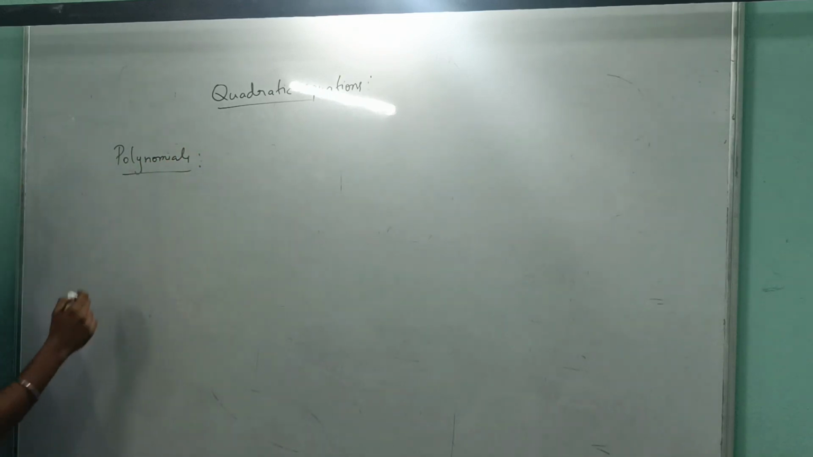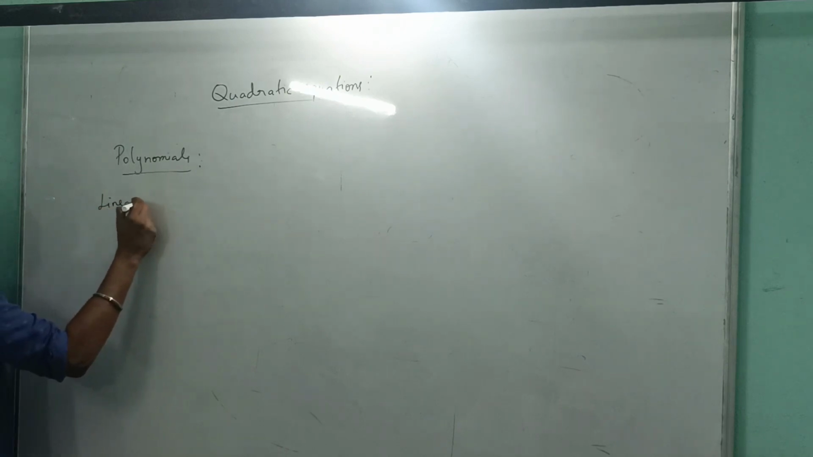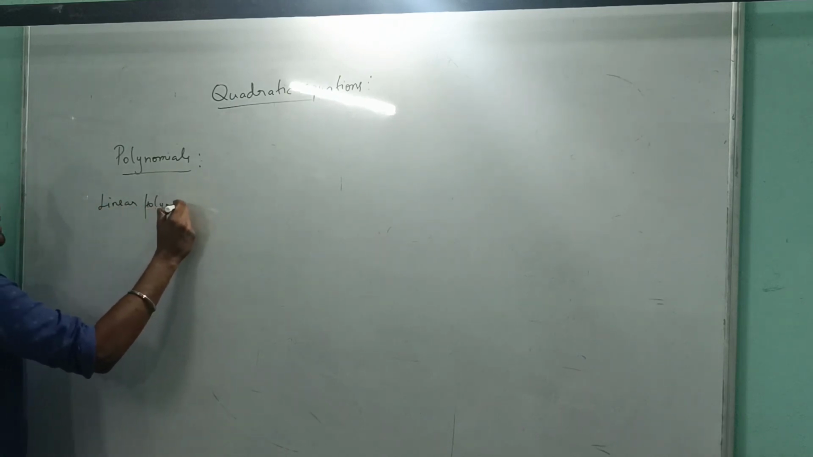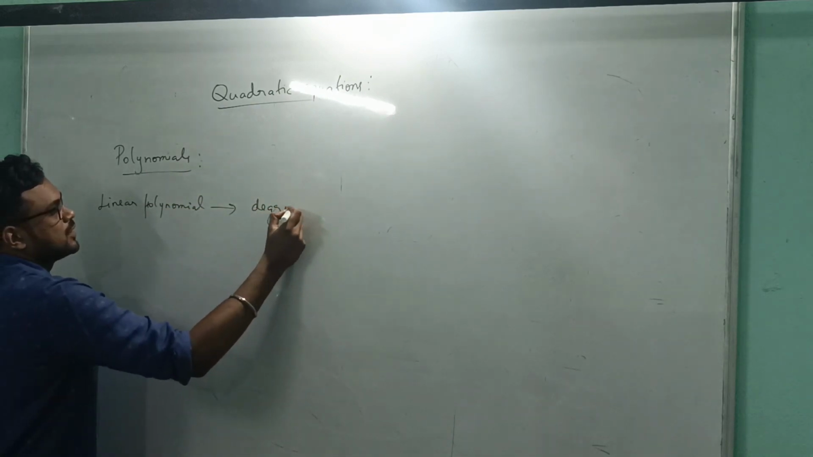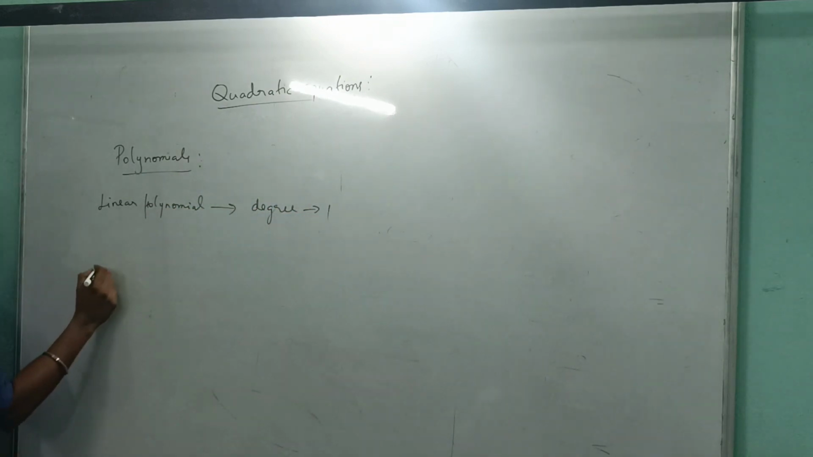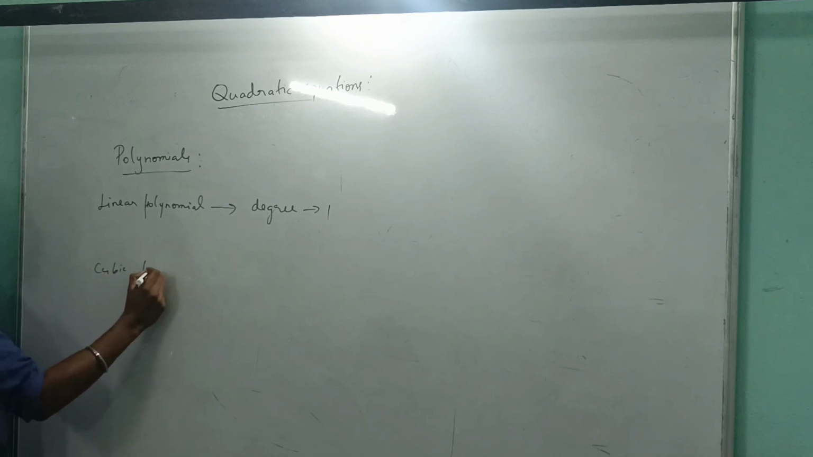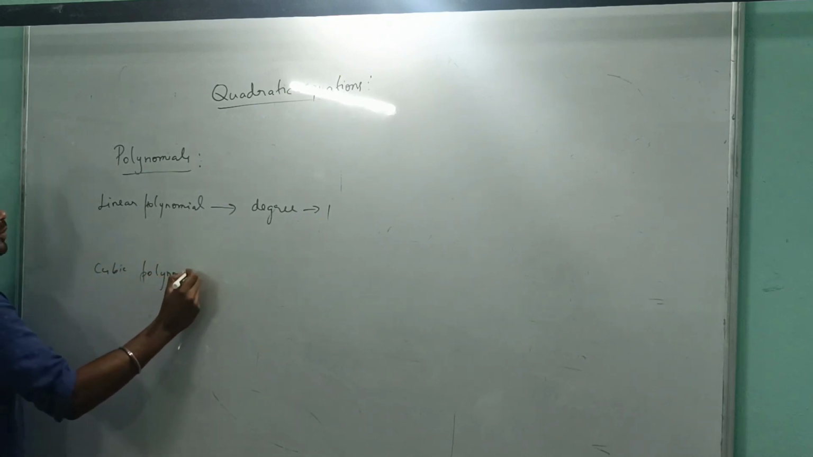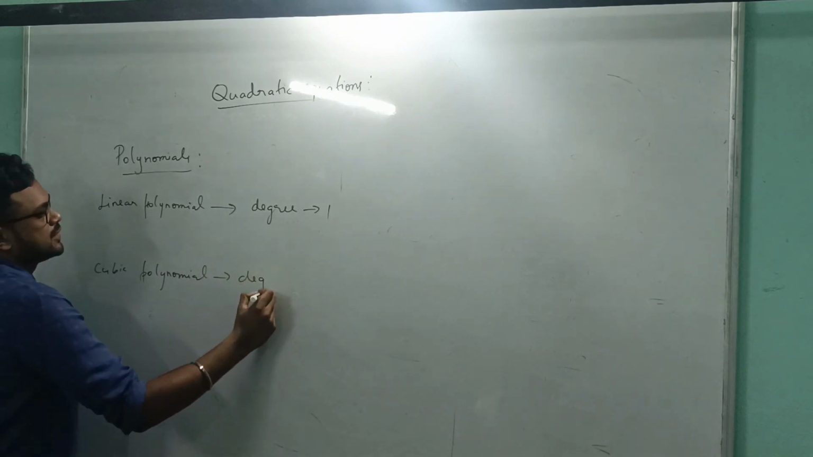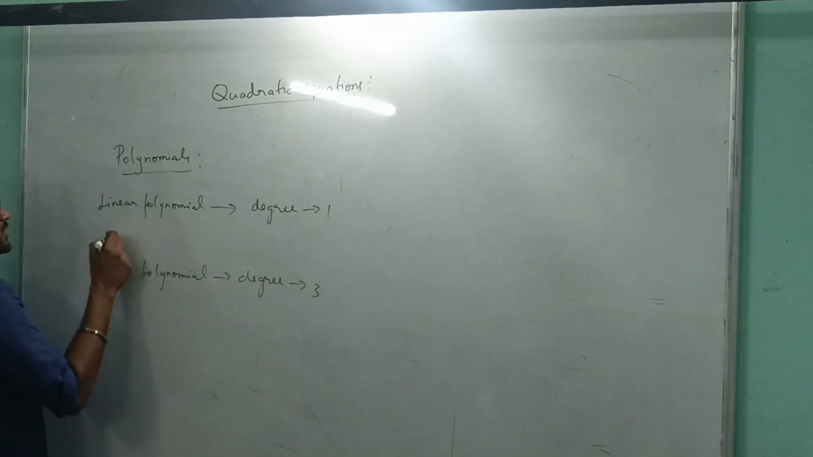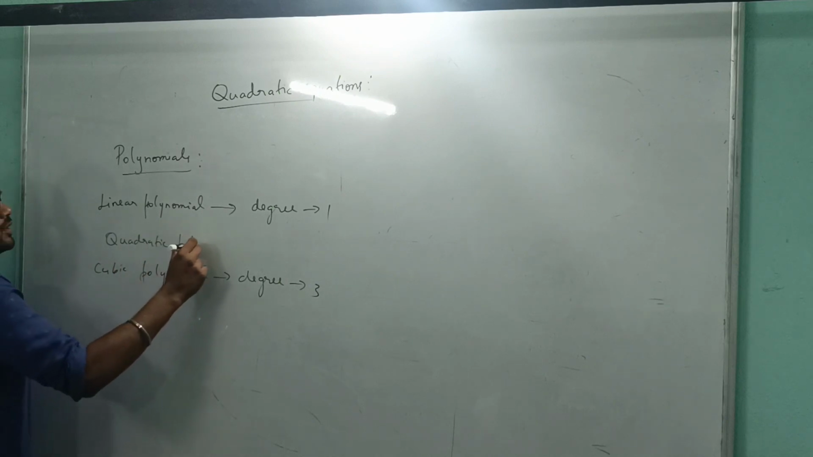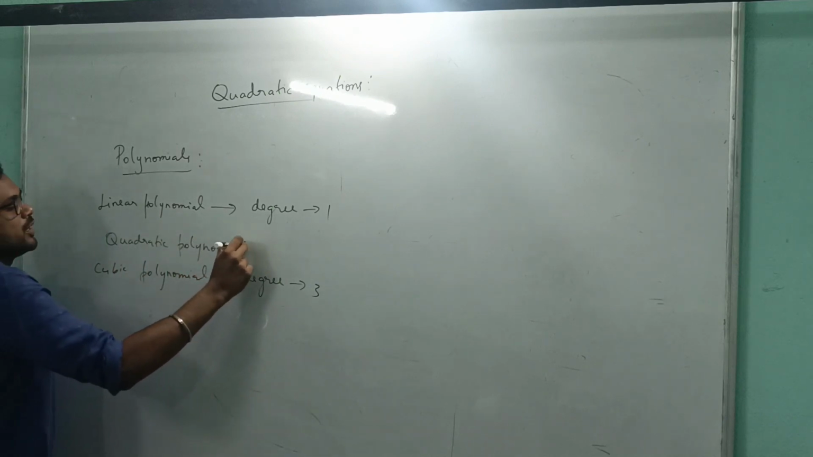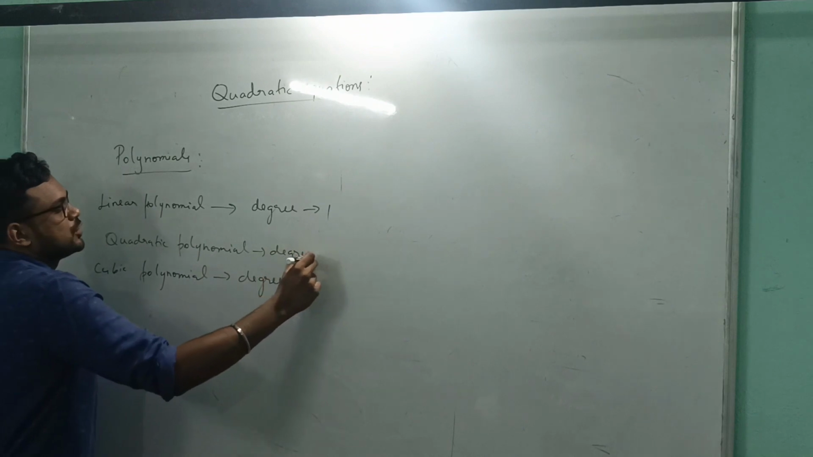So we saw a linear polynomial. What is a linear polynomial? A polynomial whose degree is 1. We studied a cubic polynomial. What is a cubic polynomial? A polynomial whose degree is 3. Similarly, we studied the quadratic polynomial. So what is a quadratic polynomial? A polynomial whose degree is 2.